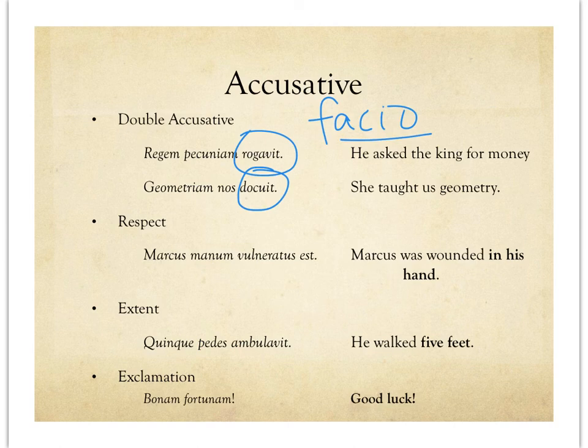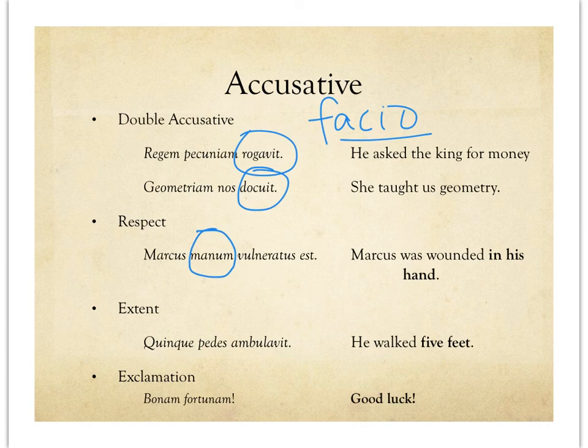The accusative of respect is really only used with body parts. And so in English, we would say, I'm hurt in my arm, or he stabbed me in my side. In Latin, we're just going to put that, whatever that part of the body is, into the accusative. So you can see, Marcus manum vulneratus est. So Marcus was wounded at his hand, with respect to his hand, in his hand. We just use the accusative. With respect to his hand, he was injured. No preposition.